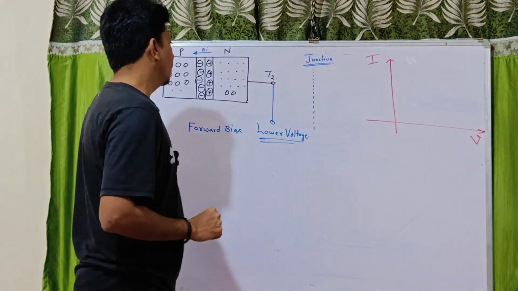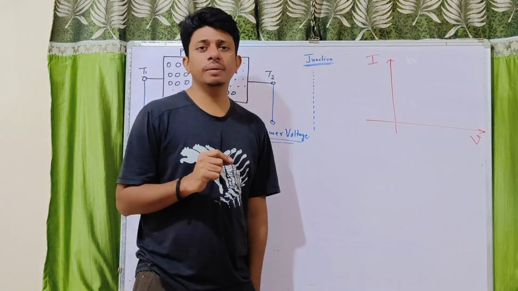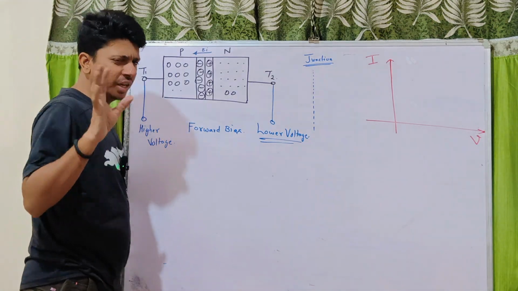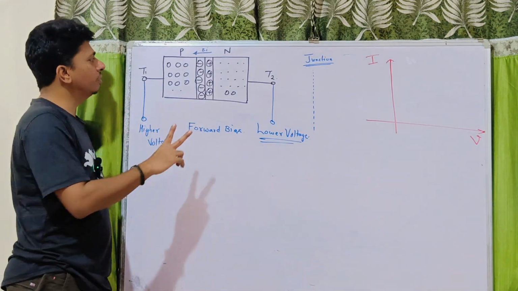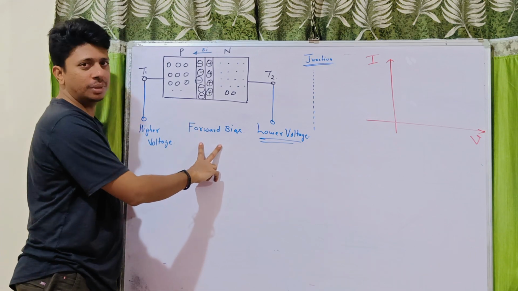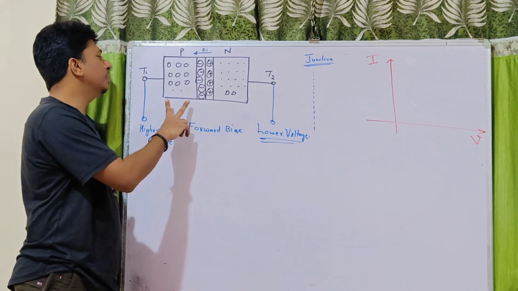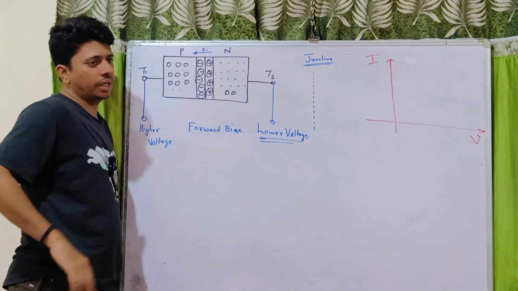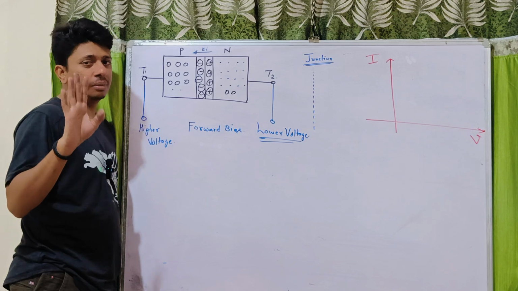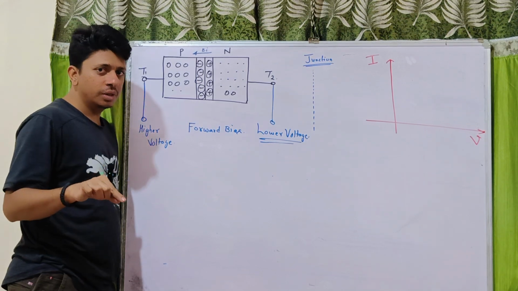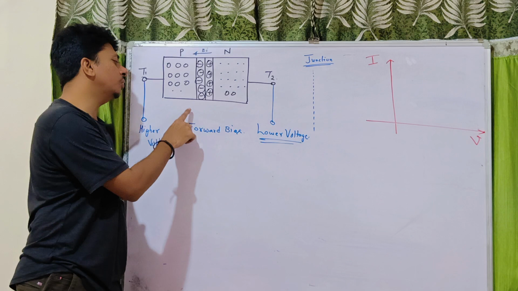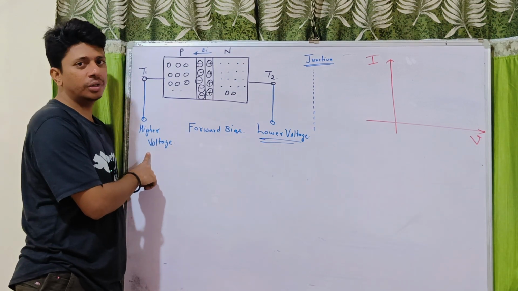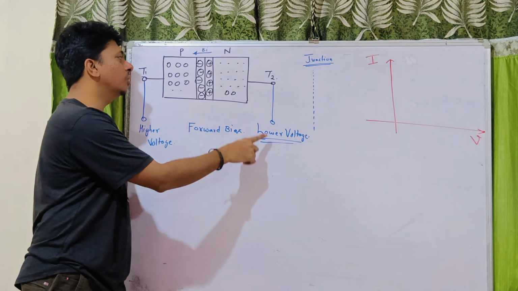Okay, so first of all I want to make one thing clear. By definition, in most of the books or YouTube videos, they say that when we want to forward bias this PN junction, apply positive voltage to the P type and negative voltage to the N type. Please don't remember those things. From now onwards, remember that if you want to forward bias your PN junction, you have to apply higher voltage to the P type and lower voltage to the N type.